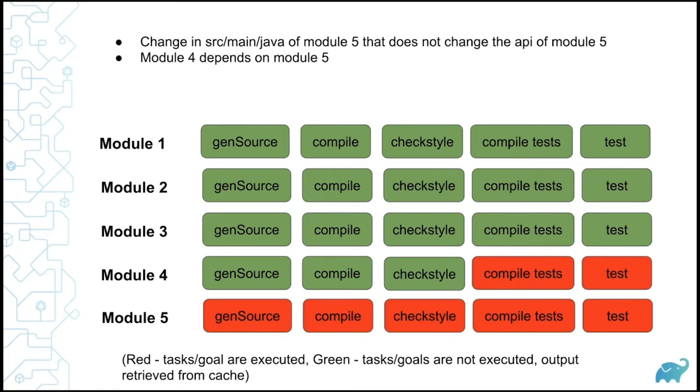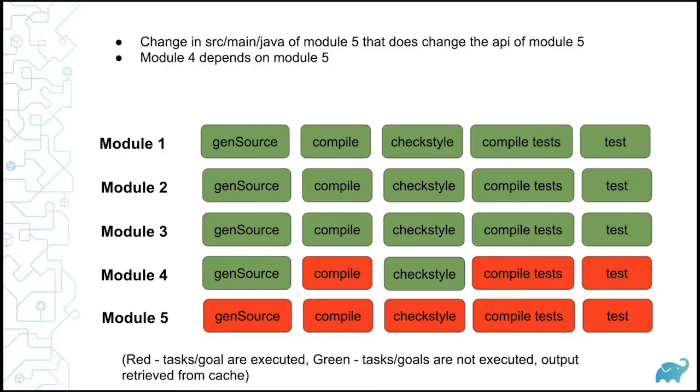Let's say you do a change in source main Java of module 5 that does not change the API of module 5. In that case, you need to rebuild module 5. But for module 4, you don't need to run checkstyle again. You don't need to generate the source and compile. What you need to do, because the runtime class path has changed, you need to recompile the tests, and you need to rerun the tests. But that's a fraction of what otherwise is necessary. And if you change module 5 and the API of module 5 has changed, then you also need to recompile module 4. But all the other stuff is up to date and can be retrieved from the cache.